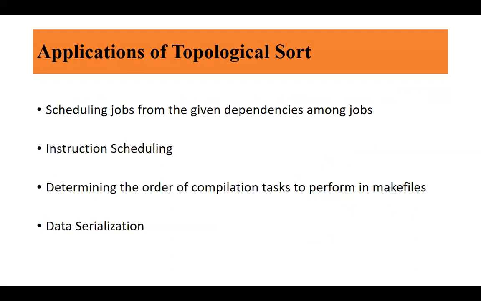What are the applications of topological sorting? Scheduling jobs from the given dependencies among jobs, which is what we saw just now. You can have instruction scheduling, like when you are writing a program, there is a sequence you need to maintain, so instructions can be scheduled. Determining the order of compilation tasks to perform in makefiles, and it also helps in data serialization.